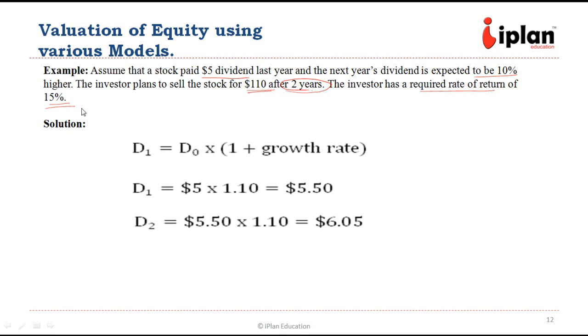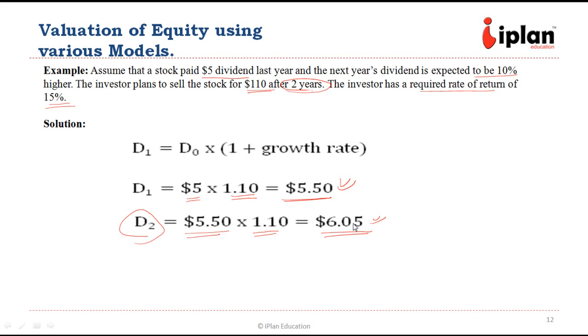So let us find out what is the dividend next year. It will be $5 into 1.1, 10% higher, which is $5.5. We are assuming that it is going to rise by 10% again in the next year. So dividend for the second year is going to be 10% higher than 5.5, which is 6.05.